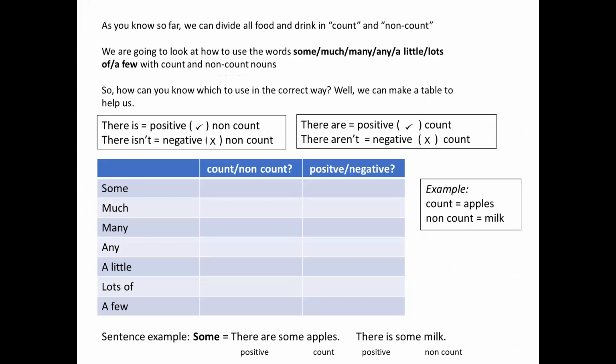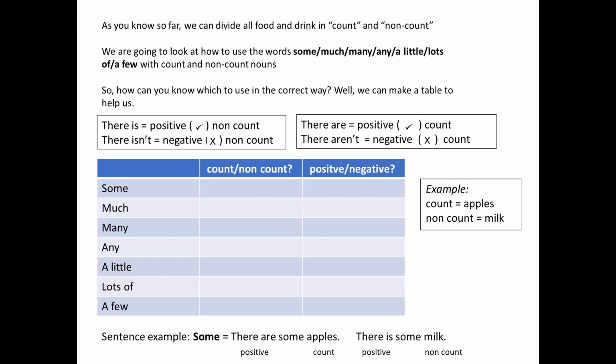As you know so far, we can divide all food and drink into count and non-count. Now we're going to look at how to use these words: some, much, many, any, a little, lots of, and a few, with count and non-count nouns. So how do we know which to use in a correct sentence? Well, we can make a table to help us, and what you need to do is memorize the table, and then you will be able to use these items in a correct sentence.